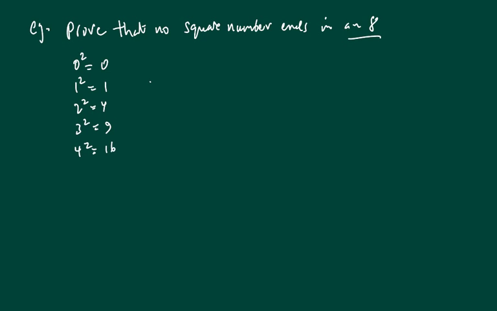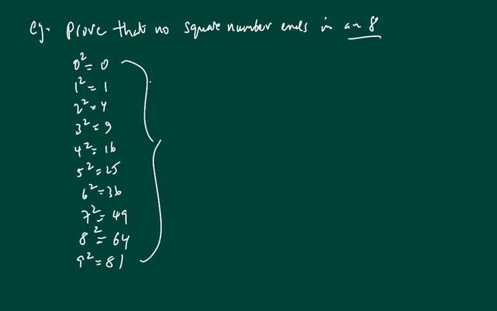4 squared gives us 16. 5 squared gives us 25. 6 squared gives us 36. 7 squared gives us 49. 8 squared gives us 64. And 9 squared gives us 81, and that covers all the particular cases. And we can see that there's no number here that ends in 8.